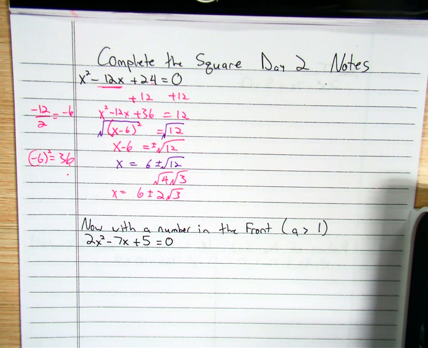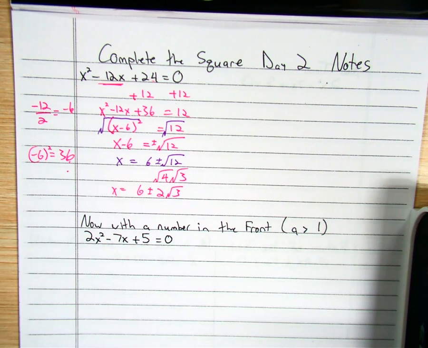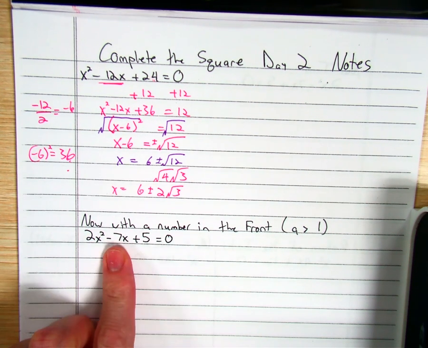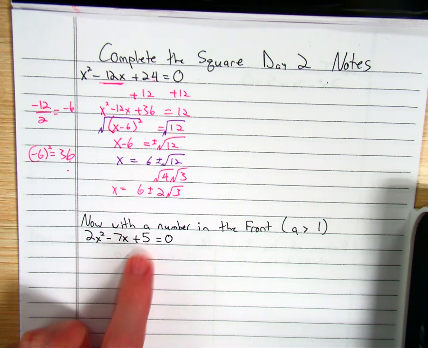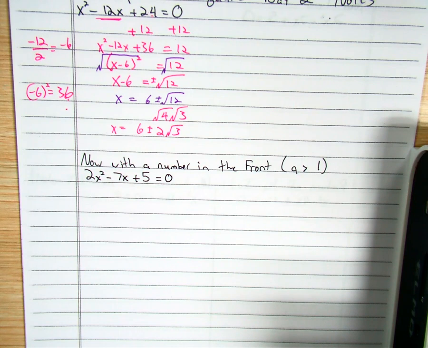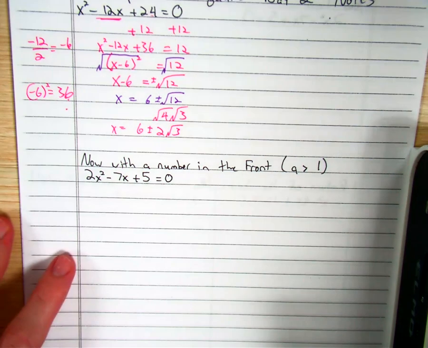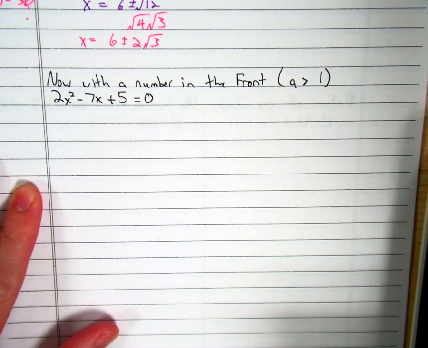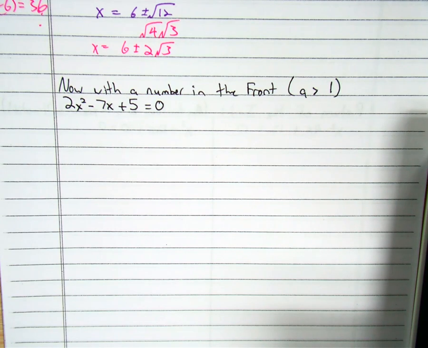Okay? Not too bad. Hopefully you're feeling pretty comfortable with that. Today we're going to add a number in the front, and that's going to make things a little bit more challenging. It's going to make it more challenging because it does add a step. Or 2 steps, I guess. It adds 2 steps, one in the beginning, one at the end. And it's going to make us work with a lot of fractions. A lot of fractions, okay?